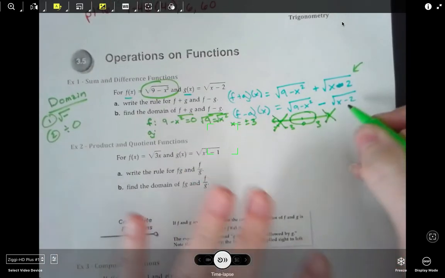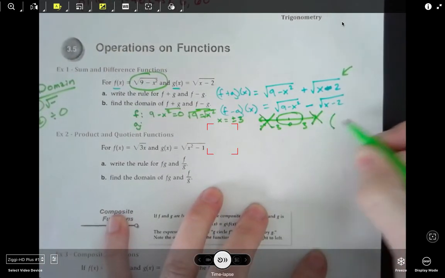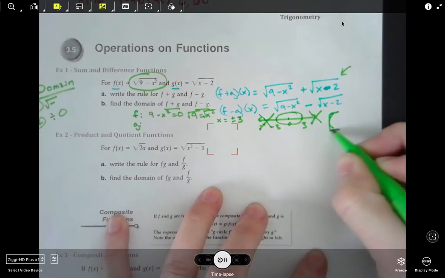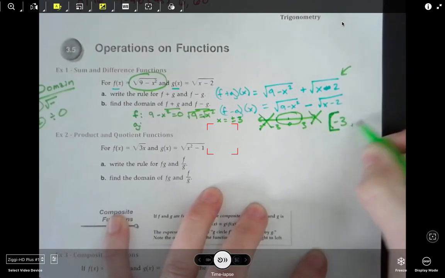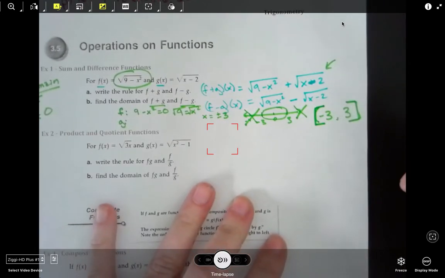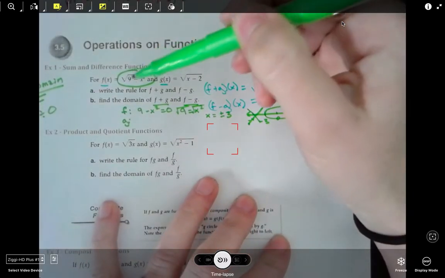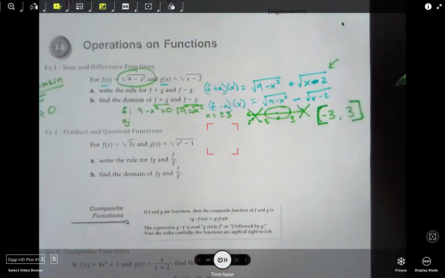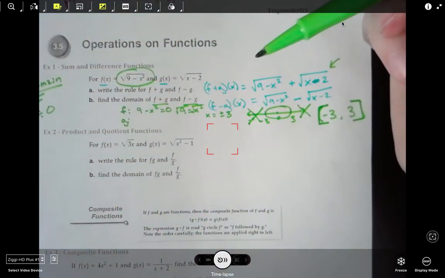So we'll write the domain of f as negative 3, comma 3, in interval notation. I do brackets around the negative 3 and 3 because you can include 3 and you can include negative 3. It would just give you 0 inside that square root.